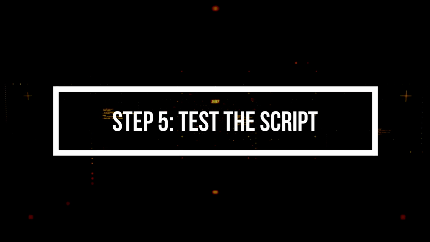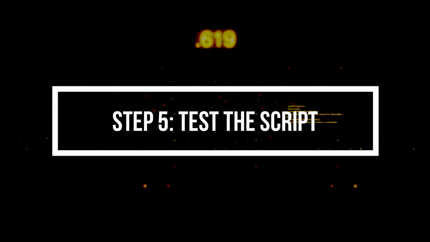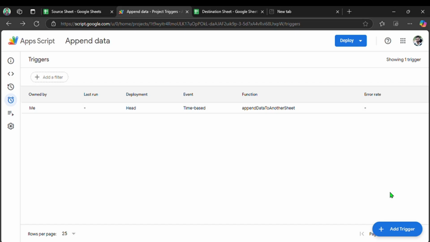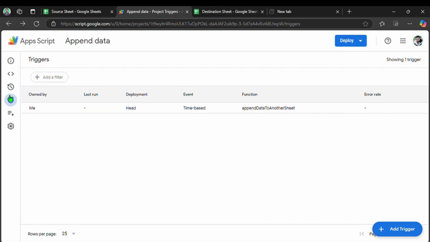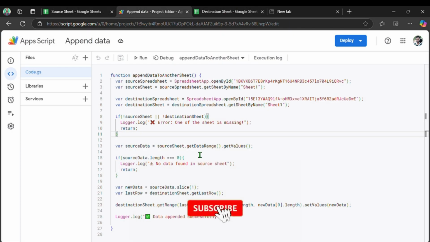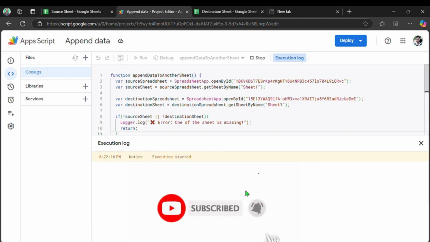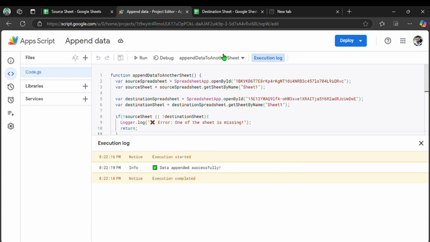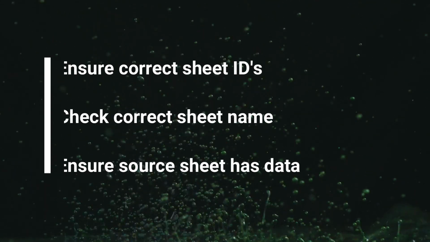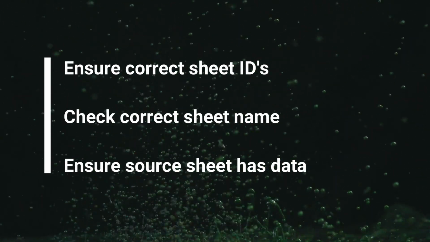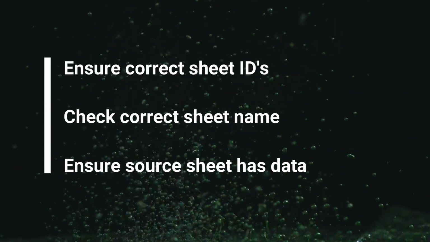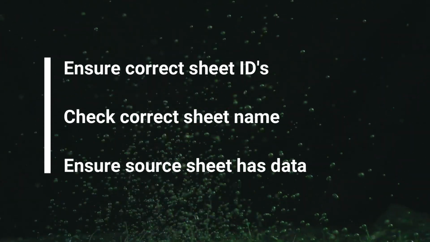So step 5, which is the last step, is to run and test the script. Click run in Apps Script and check the destination sheet to see if data has been appended. If there is an error, open view logs for debugging. So what are the common fixes here? The first one is to ensure correct spreadsheet IDs. The second one is to check exact sheet names. And the third one is to ensure the source sheet has data.